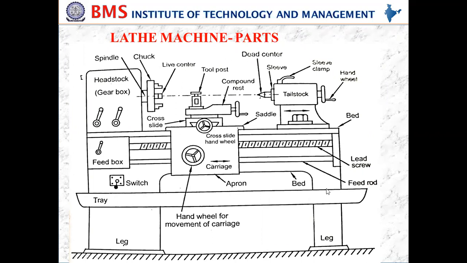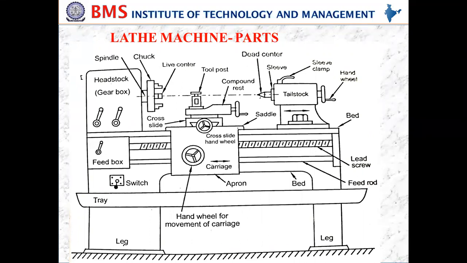It is a rigid structure which forms the base or foundation to support all other parts such as the headstock, the tailstock, and the carriage. All these will be mounted on this particular bed. And it is generally made up of gray cast iron. The lathe bed is generally made of gray cast iron.